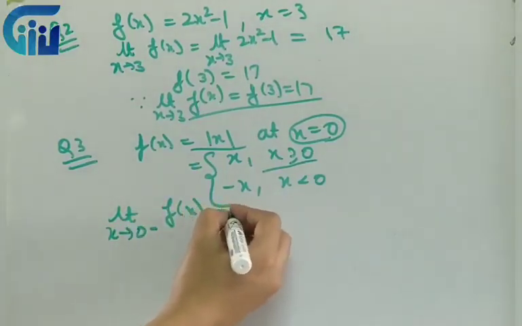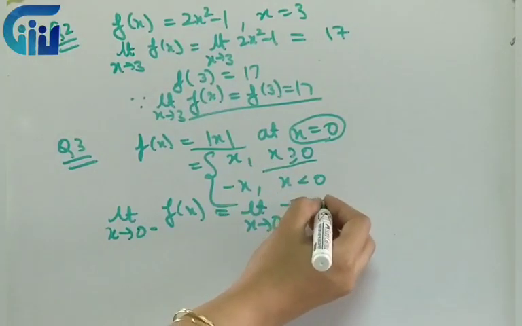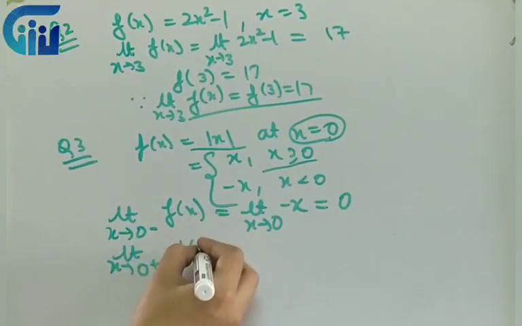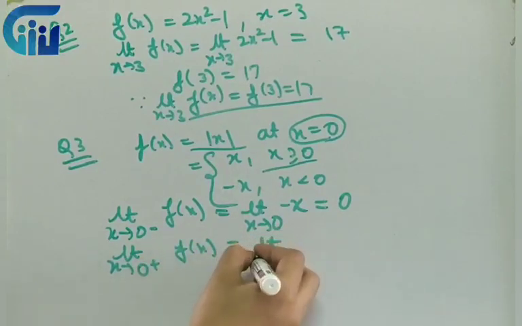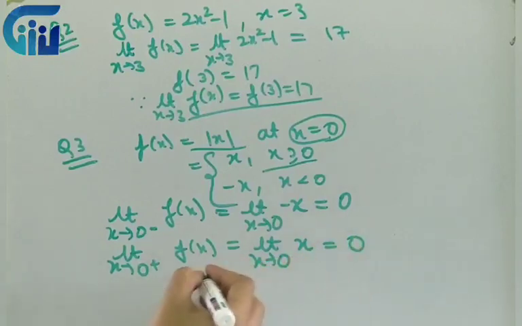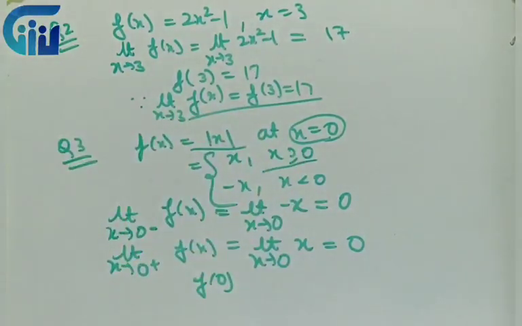It means when x is less than 0, what is the function over here? It is minus x. If I put x as 0, my answer will be 0. Similarly, if x is tending to 0 plus, f(x) is positive, so again it is 0. And f of 0, I'll put it in the original function, the place where I have put the equal sign.